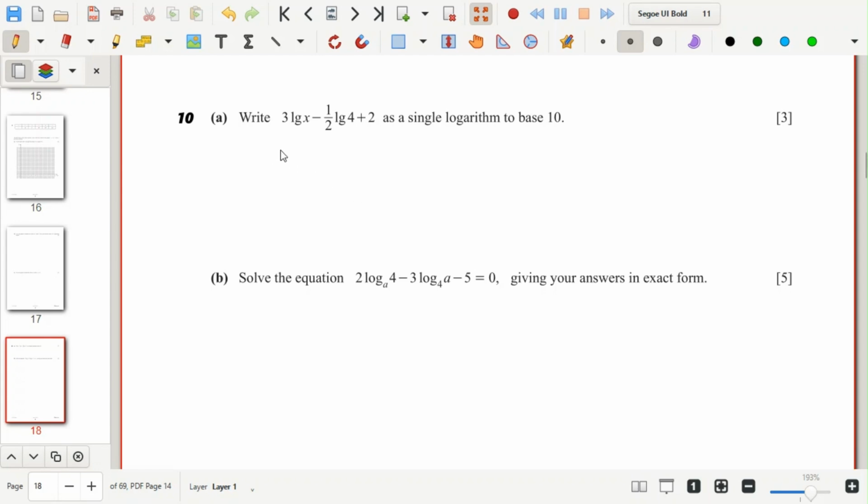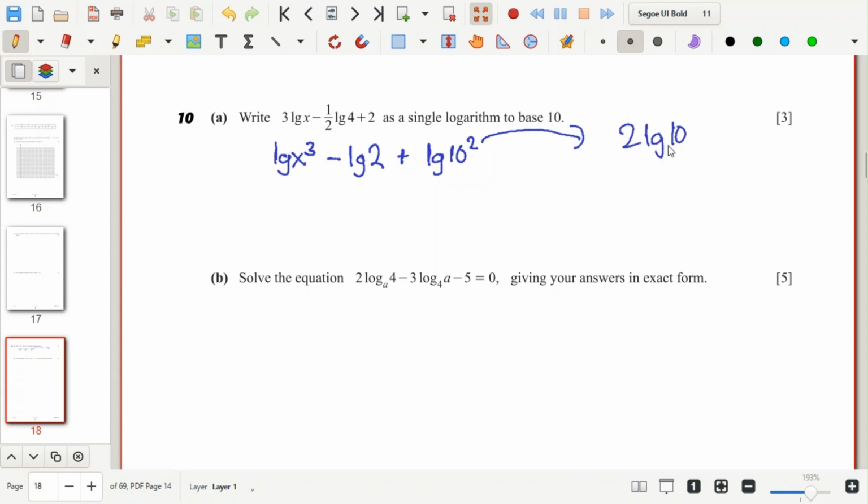So now this is the same as log x to the power 3 minus log 4 to the power half, which is the same as what? Which is the same as log 2 plus log 10 to the power 2. You know why? Because this one is the same as 2.